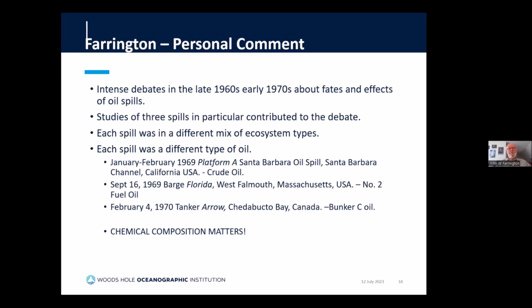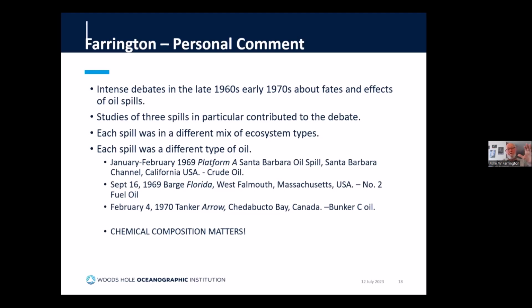So in a very short period of time, 1969, sorry, the Platform A Santa Barbara oil spill in the Santa Barbara Channel, crude oil. Later that year, on September 16th, the Barge Florida, West Falmouth oil spill. In this case, number 2 fuel oil. And then in February 1970, the tanker Arrow in Chedabucto Bay, Canada, bunker C oil.